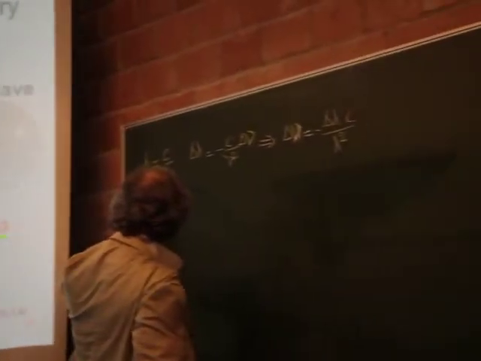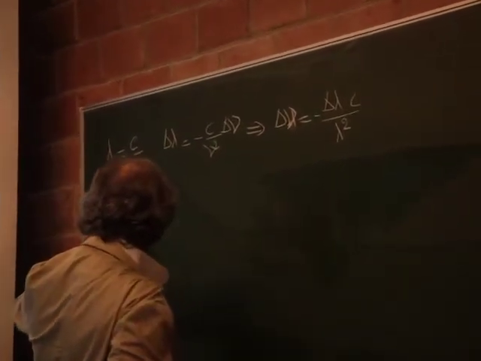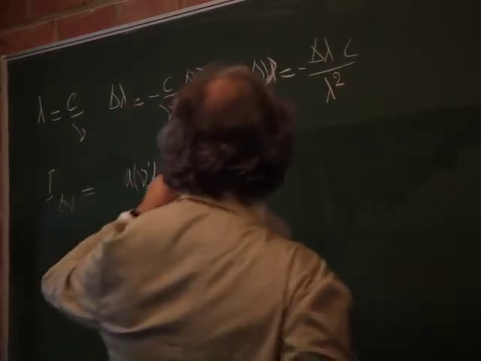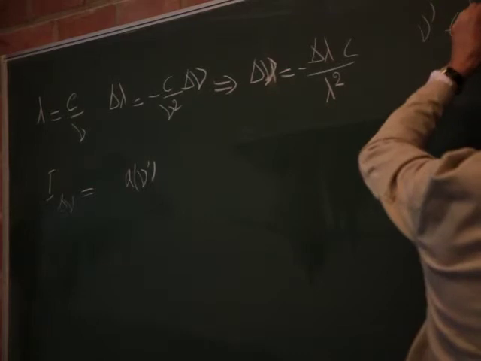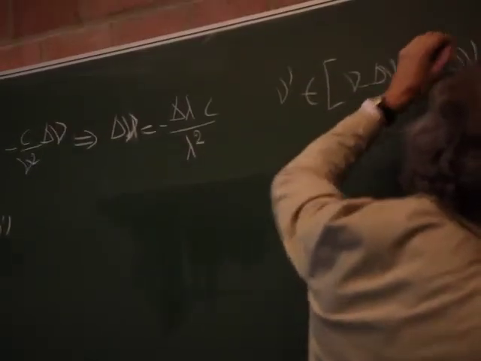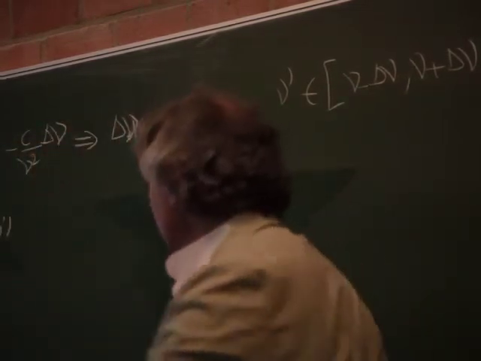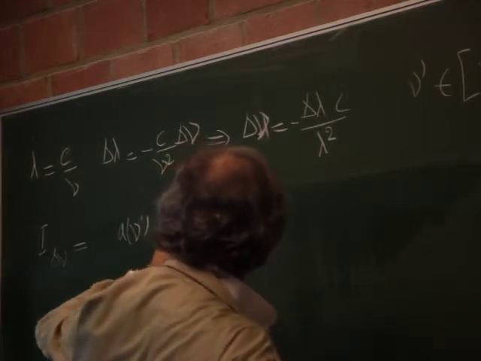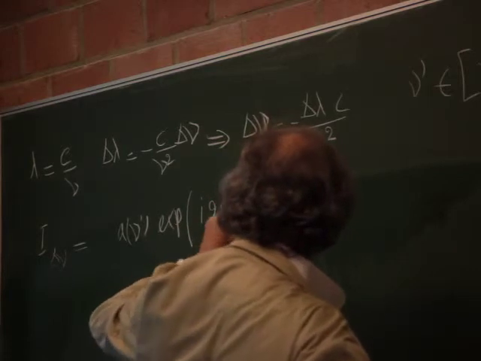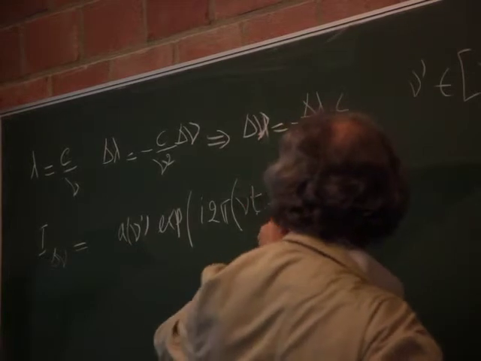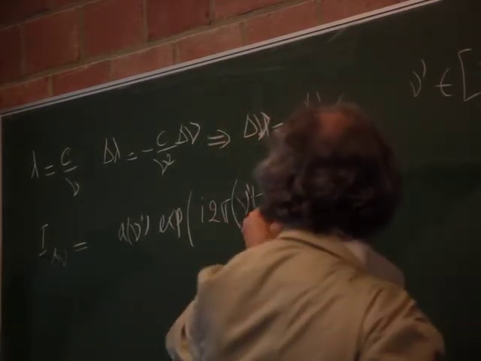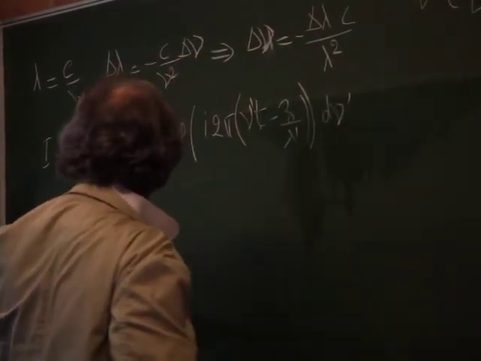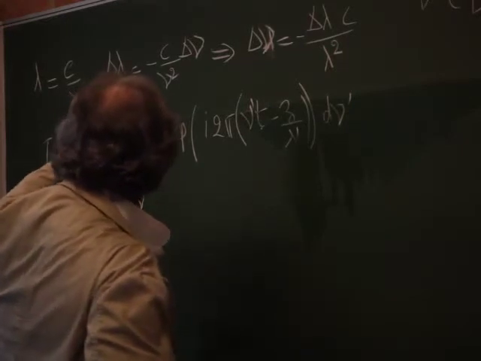So you agree that the intensity over the bandwidth delta nu is equal to, if nu prime belongs to the interval nu minus delta nu, nu plus delta nu, I know that for the frequency nu prime the expression would be A of nu prime times the exponential of i 2 pi multiplied by nu t minus z over lambda, exact. And here I put a prime on this lambda. And now I have to integrate over the bandwidth, from nu minus delta nu to nu plus delta nu.